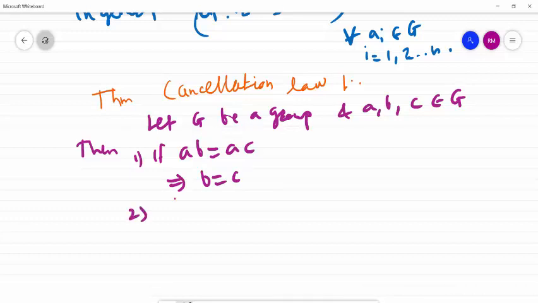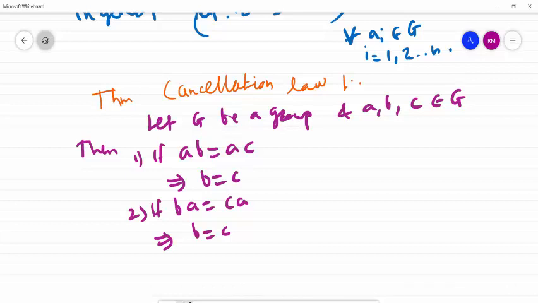Second is, if ba equals ca, it implies b equals c. See, this is the cancellation law. These elements are not just real numbers. They may be matrices also, or functions or permutations like this. So this law is very important, especially in an integral domain. This law is also used.